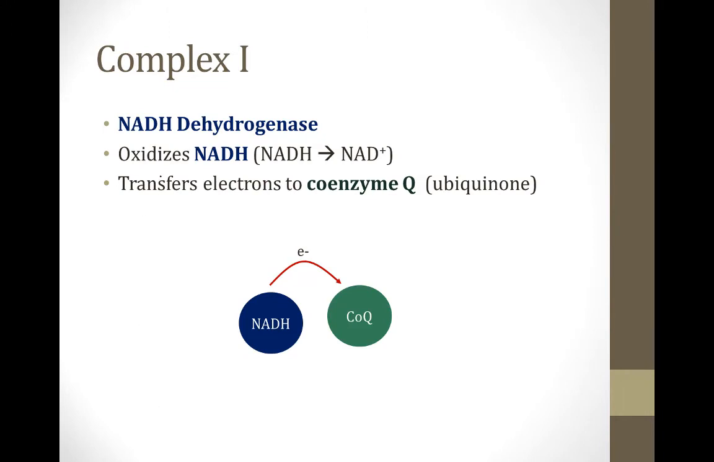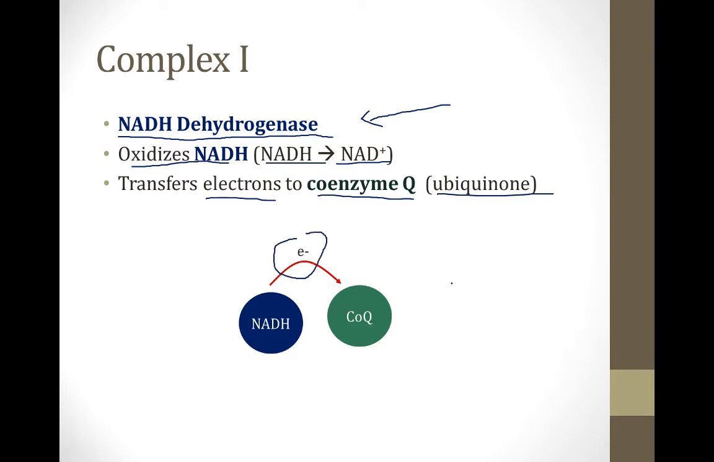So let's start with complex 1. This is also called NADH dehydrogenase. One of the most confusing things about electron transport is that all the elements have more than one name and you have to know both names. So complex 1, also called NADH dehydrogenase, will oxidize NADH and convert it from NADH into NAD+. In doing so, it will transfer the electrons from NADH to coenzyme Q, which is also called ubiquinone. Remember, everything has two names. I've drawn a picture of what happens in complex 1 down here at the bottom of the screen. The electrons from NADH are transferred to coenzyme Q by complex 1.